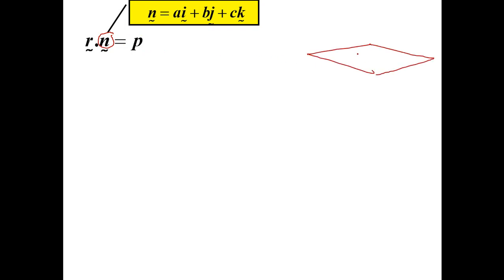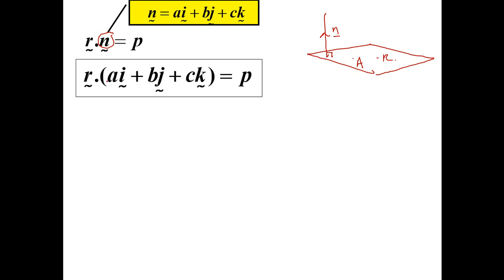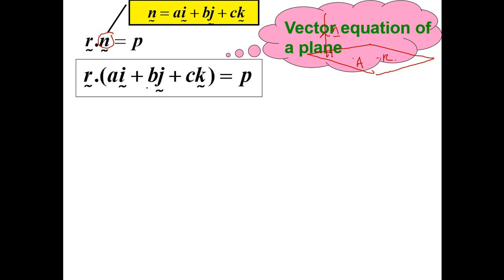N is a vector which is perpendicular to the plane. This is the plane and this is vector n, normal or perpendicular to the plane. r is any vector which lies on the plane, and A is a fixed point. So replace r dot vector n, where n consists of ai plus bj plus ck, is equal to p.